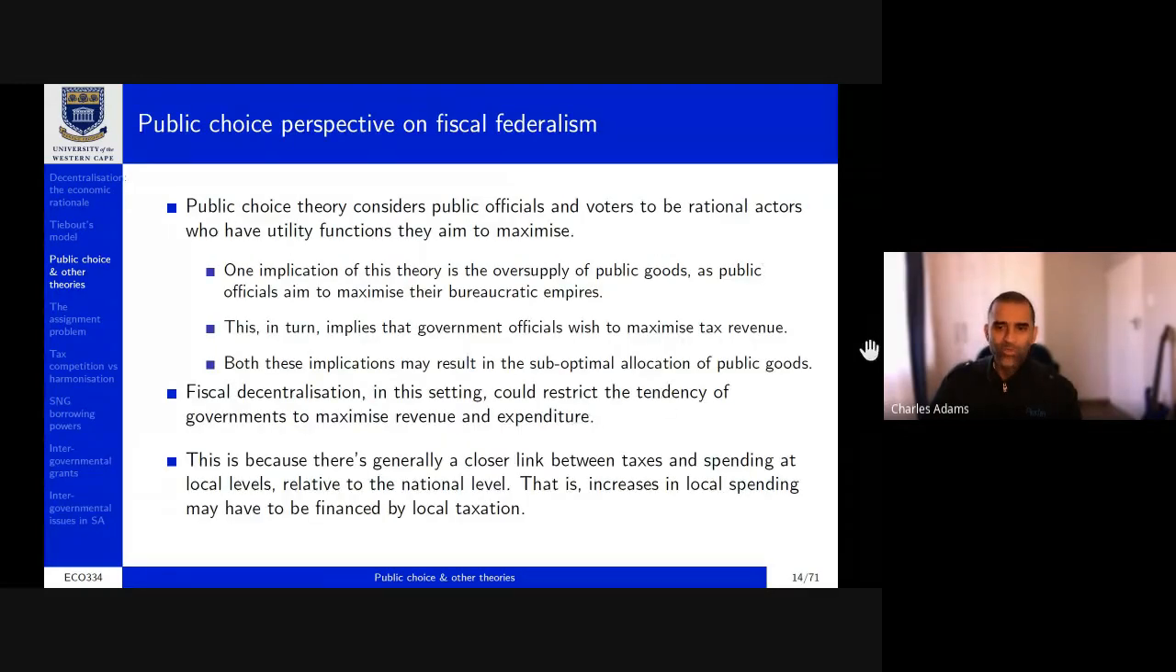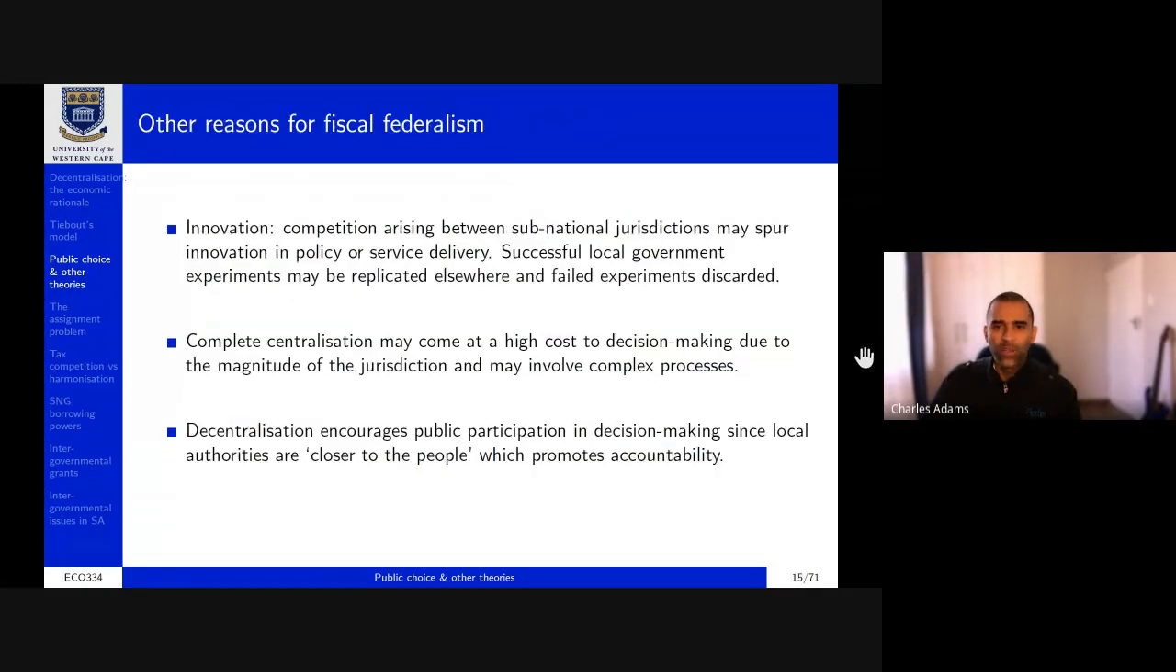So this is the public choice perspective. Then there are other reasons for fiscal federalism or decentralized government, and that is innovation. And we have mentioned this before, which is that competition may arise between subnational jurisdictions, which can spur innovation in policy making or service delivery. So successful local government experiments may then be replicated, whereas failed experiments may then be discarded.